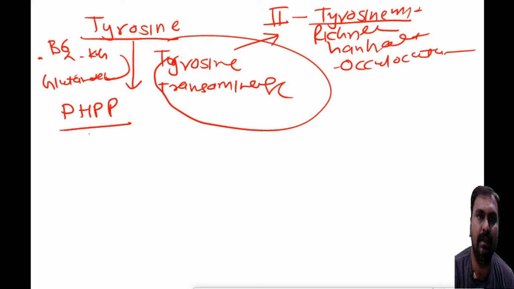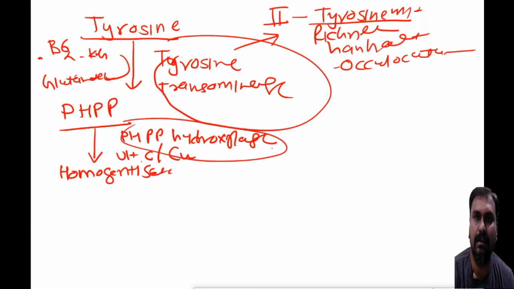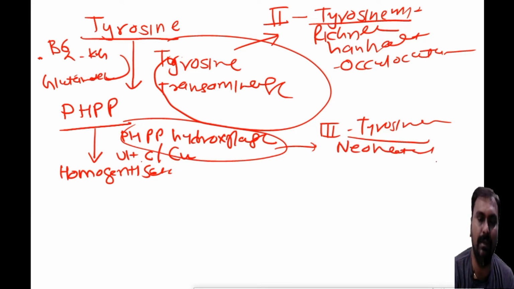Then this PHPP is converted to homogentisic acid, or homogentisate, by the enzyme para-hydroxyphenylpyruvate hydroxylase, or dioxygenase. It requires vitamin C and copper. If this enzyme is deficient, it leads to type 3 tyrosinemia, which is also called neonatal tyrosinemia.